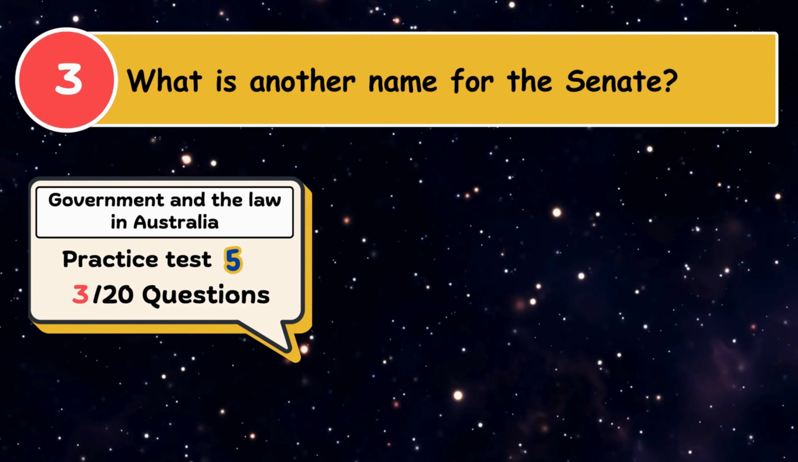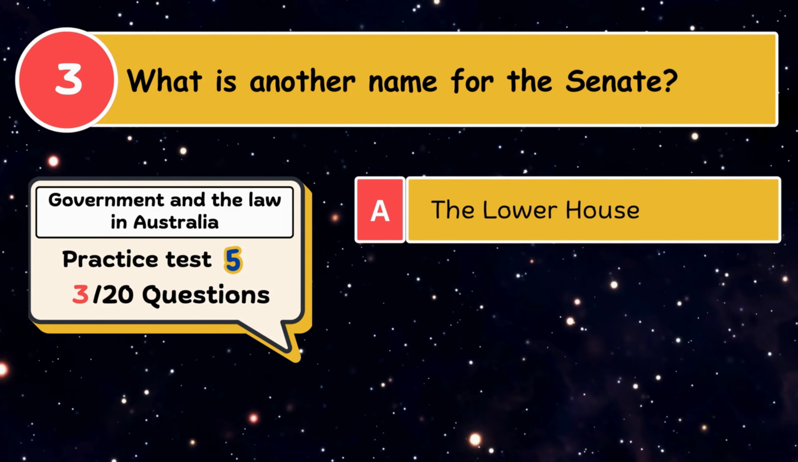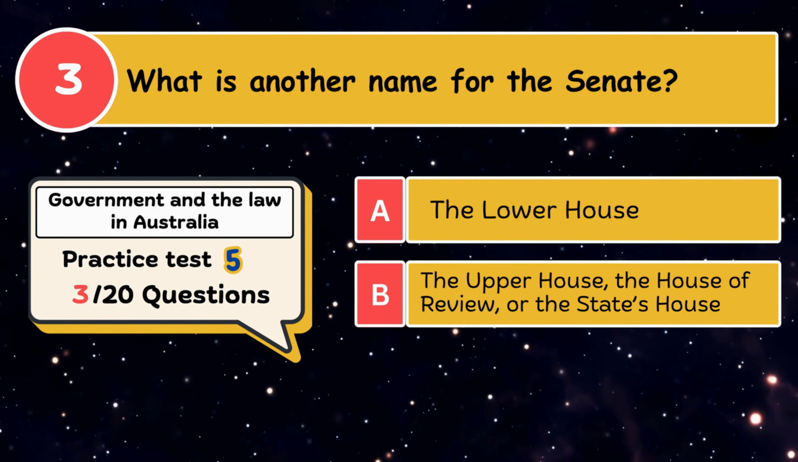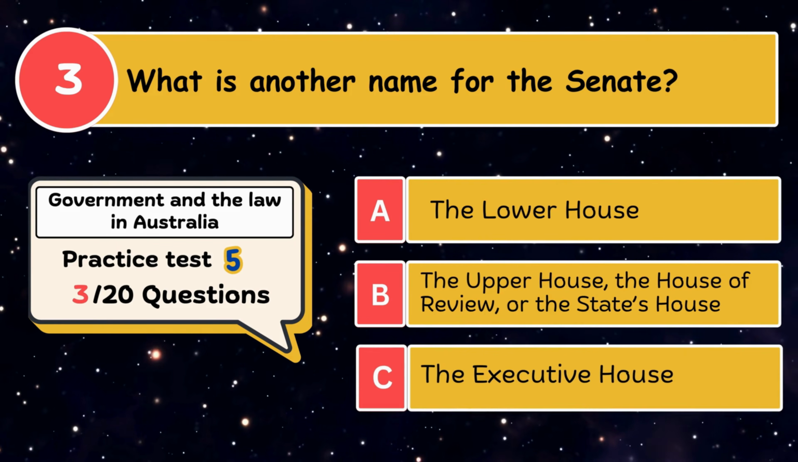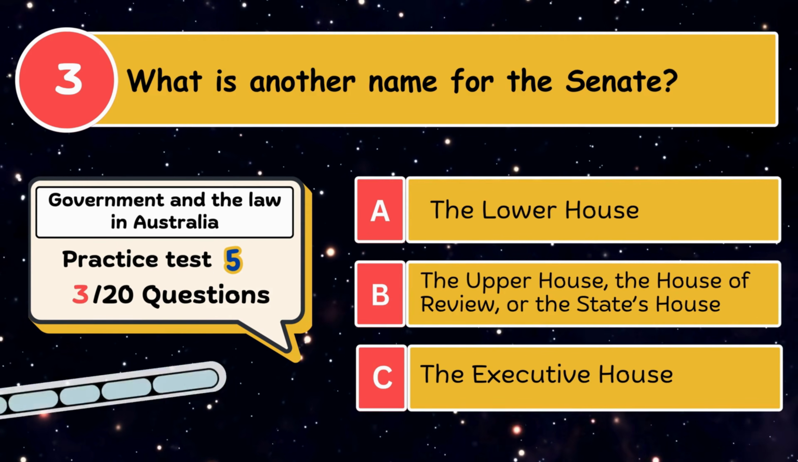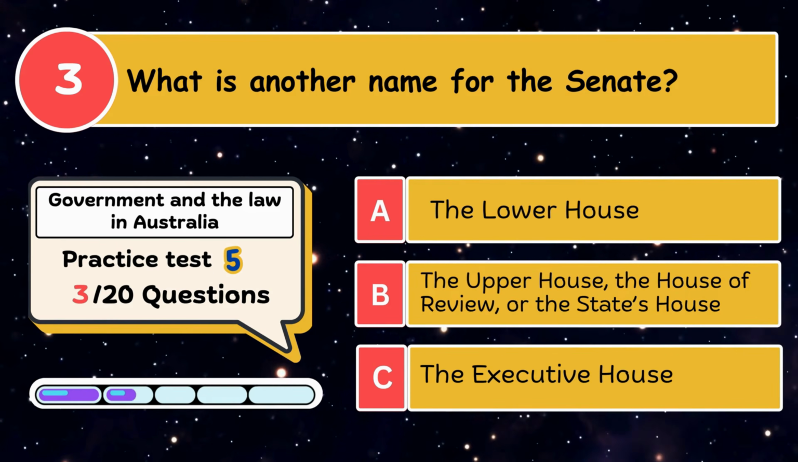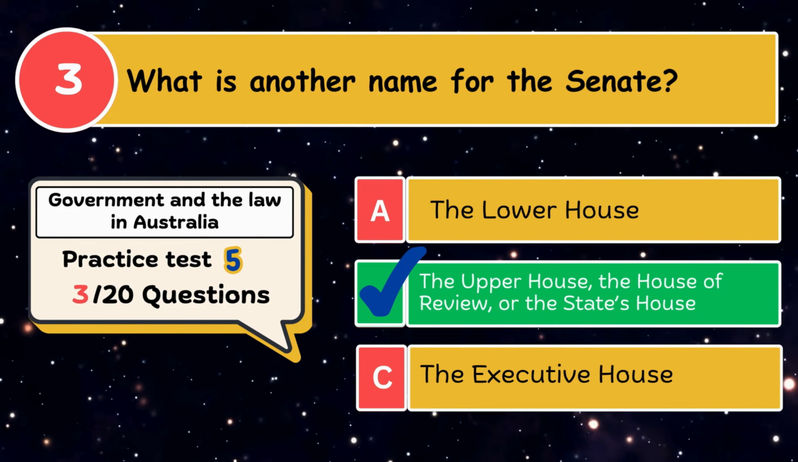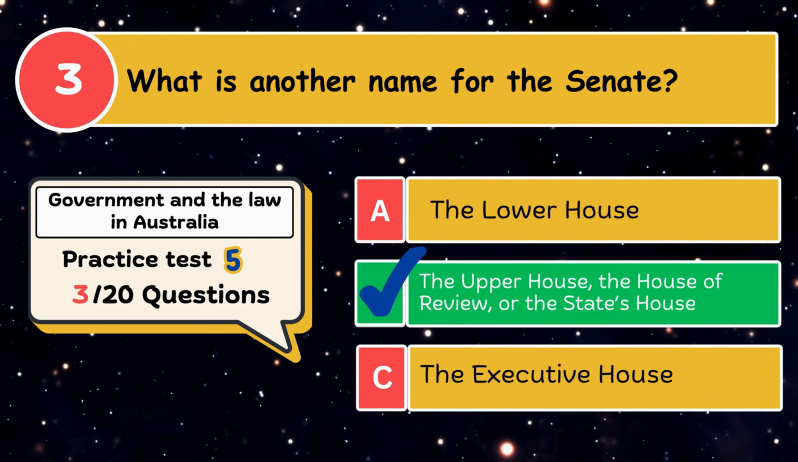What is another name for the Senate? A. The lower house. B. The upper house, the House of Review, or the State's House. C. The Executive House. The correct answer is the upper house, the House of Review, or the State's House.